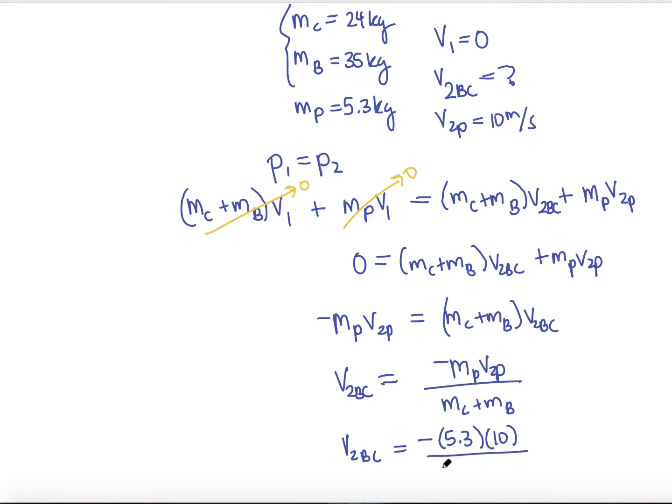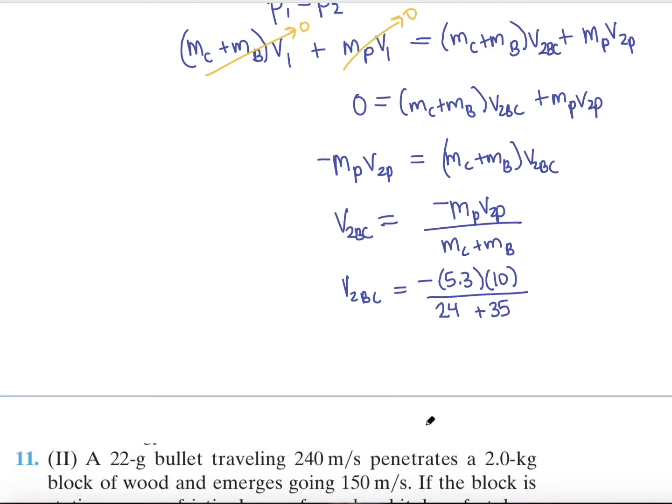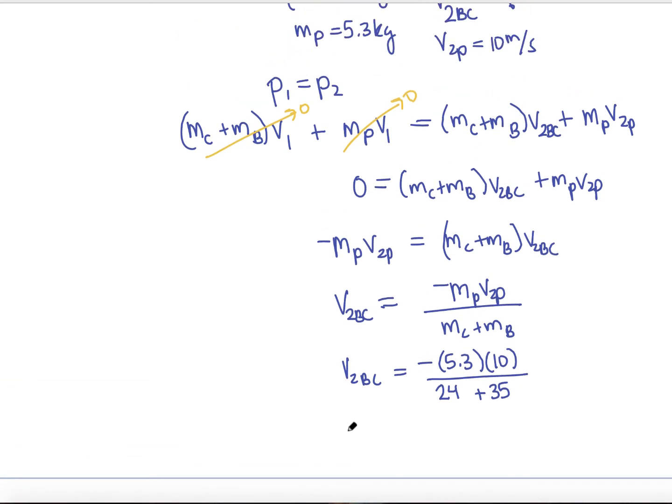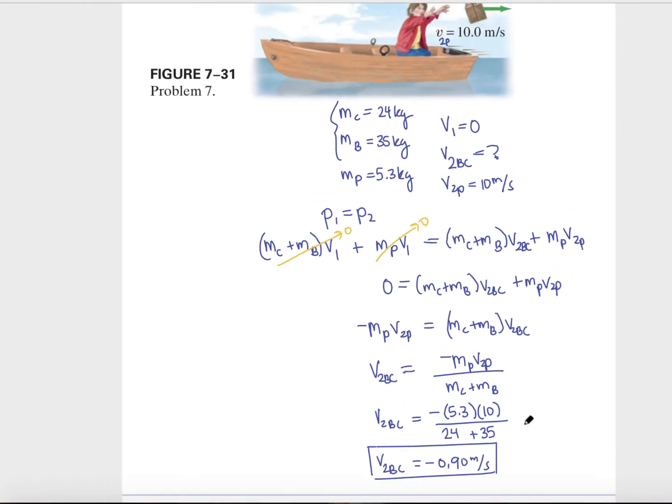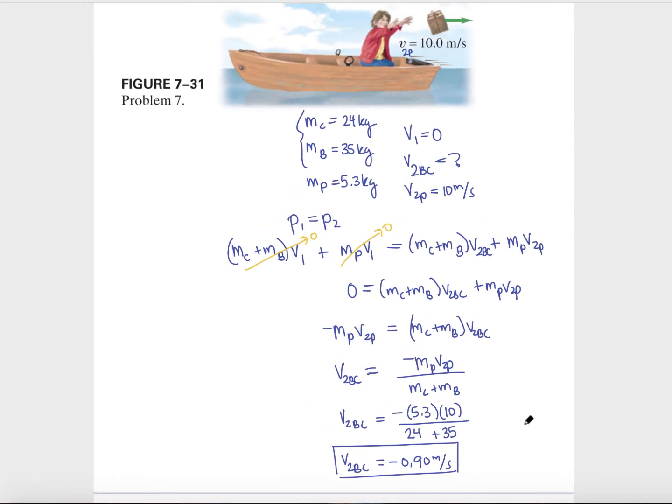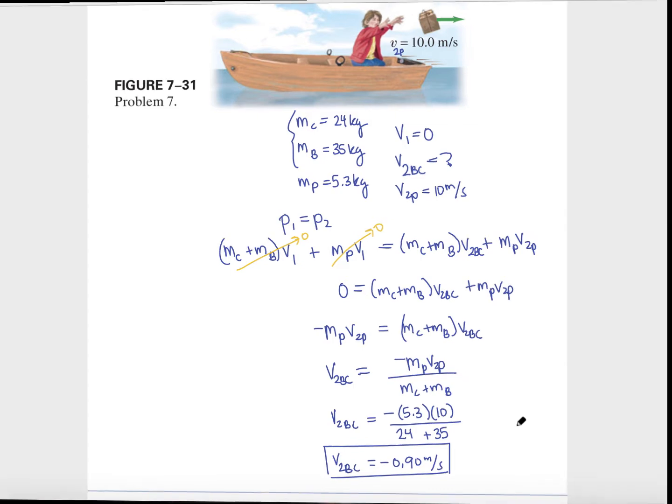over the mass of the child, which was given to be 24, plus the mass of the boat, which is given to be 35. So plug this into our calculator, and we see that our final velocity for the boat and the child should be pretty darn close to negative 0.90 meters per second. So this makes sense. If we throw our package to the right, our boat and child should move to the left.